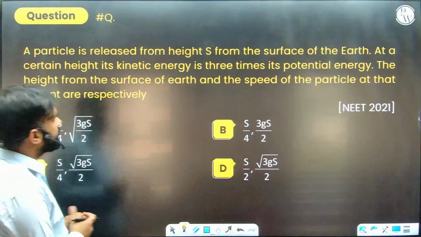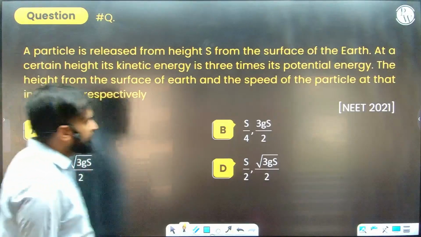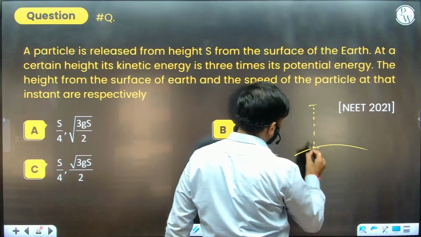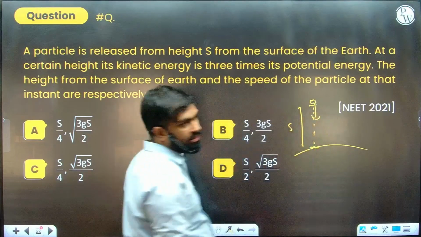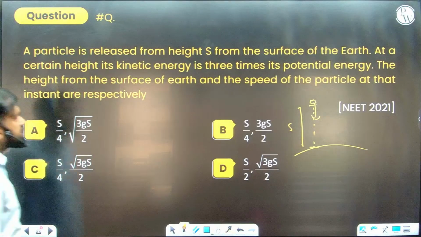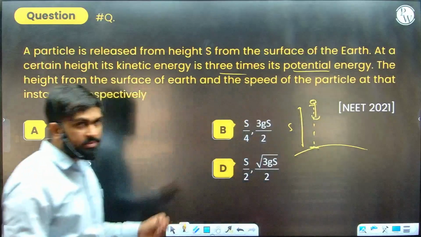A particle is released from height s from the surface of the earth. Great. From the surface of the earth, the particle was at height s. Check. Height s it was, and it was falling freely under gravity. At a certain height, its kinetic energy is 3 times its potential energy. Check. 3 times its potential energy.